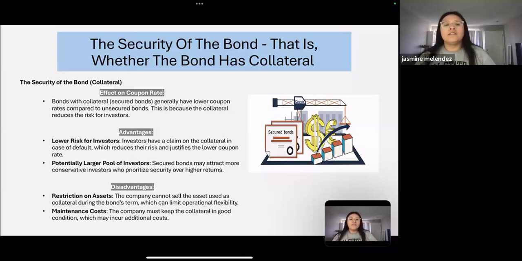A few disadvantages will include restriction on assets. So the company will not be able to sell certain assets, because it could damage their effects. So making any changes is really not the best idea, especially since they're not so flexible anymore, since it's secured. And also maintenance costs. The companies must keep the collateral in good condition, which may incur additional costs. So yeah, that's a huge disadvantage.